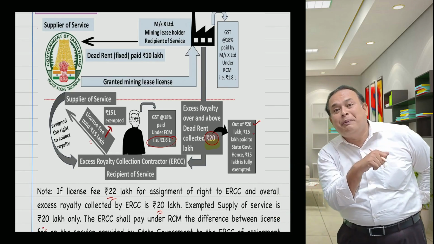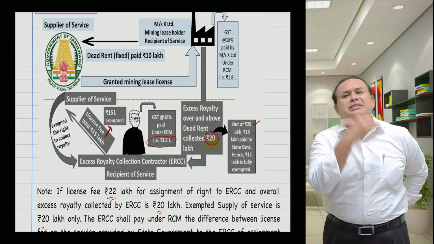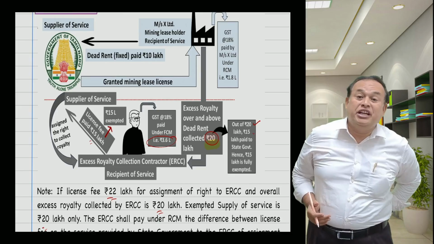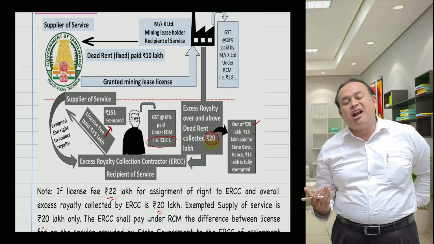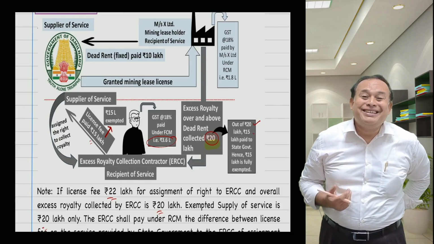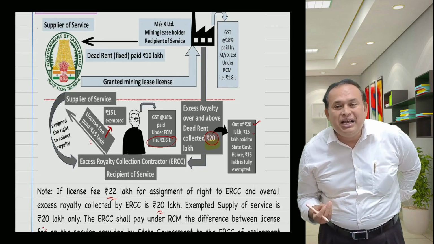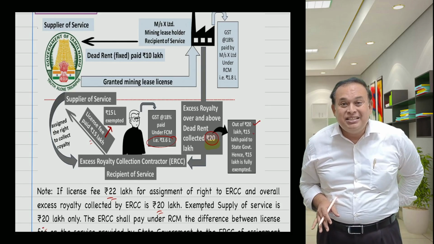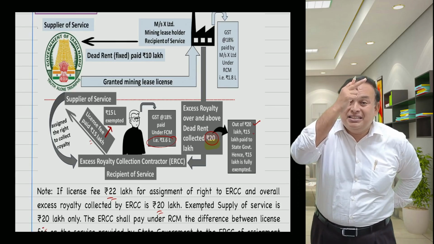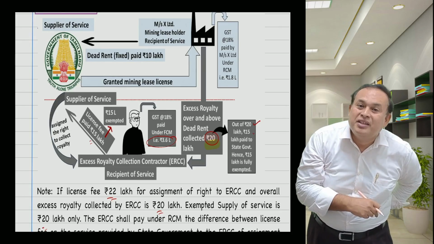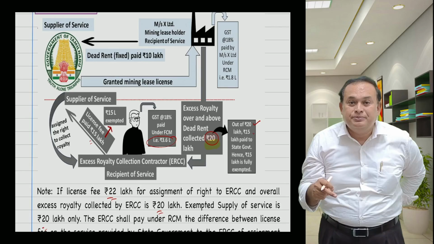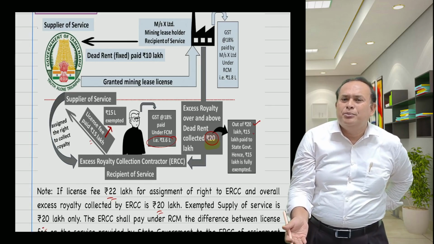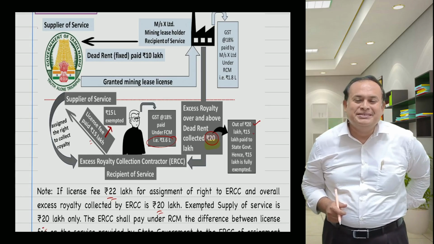You paid the fees, how much to the department? 15 lakhs. The entire 20 lakhs is taxable. Therefore, 15 lakhs out of 20 lakhs is exempted. If you opted to pay the state government a license fee of 22 lakhs, how much did you extract from the license holder as excess royalty collection? Only 20 lakhs. That means you are paying GST on 20 lakhs, plus on the difference between 22 lakhs and 20 lakhs, 2 lakhs, under RCM. On 20 lakhs under FCM you pay GST, and on 2 lakhs under RCM you pay GST. Your loss here is 2 lakhs plus GST.